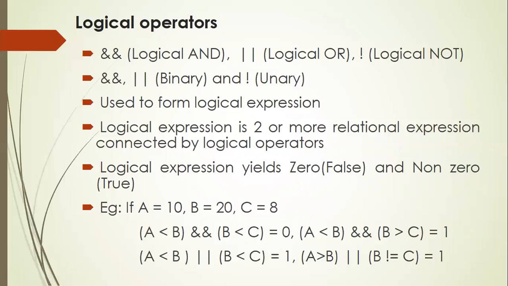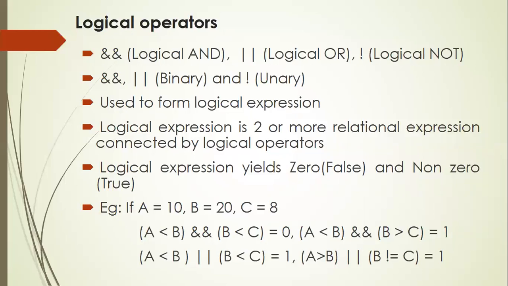A logical expression combines two or more relational expressions. Similar to a relational expression, in a logical expression also the final result is either 0 or non-zero. 0 means false and non-zero means true. Let us take one simple example. If A equal to 10, B equal to 20 and C equal to 8. Here I have used three variables A, B, C with values 10, 20 and 8 respectively.